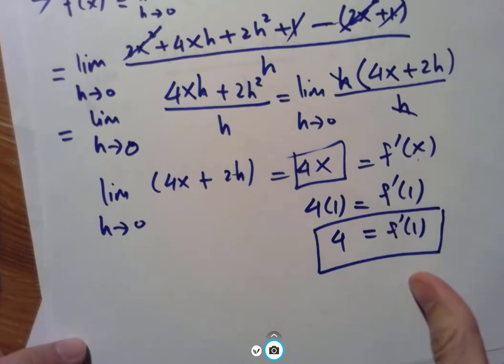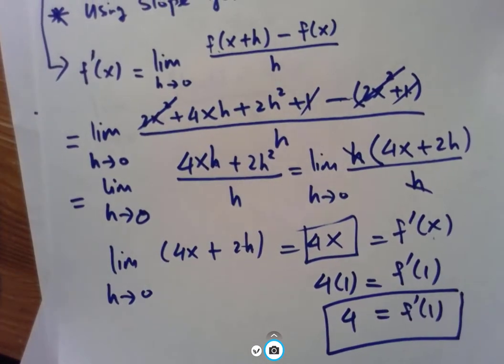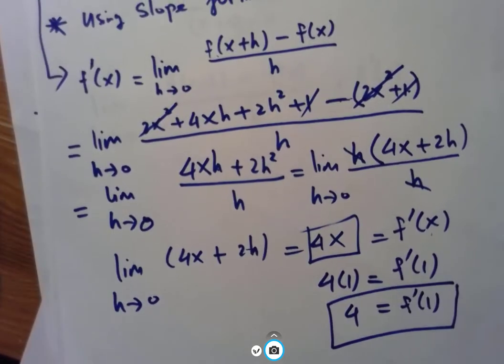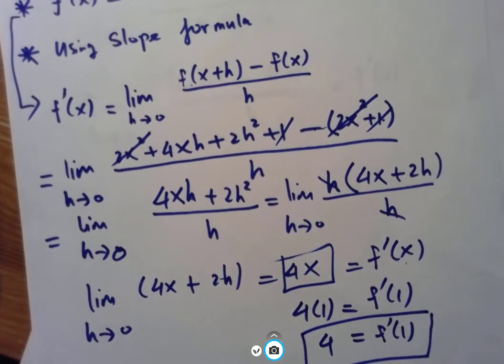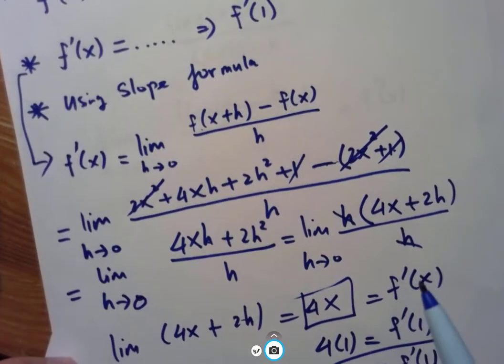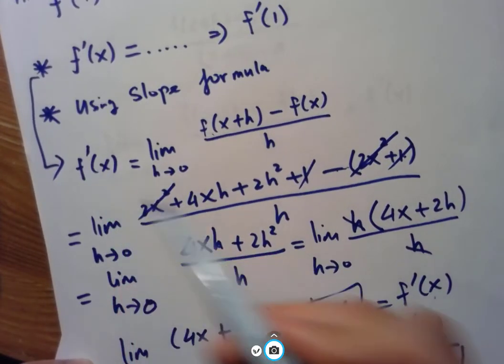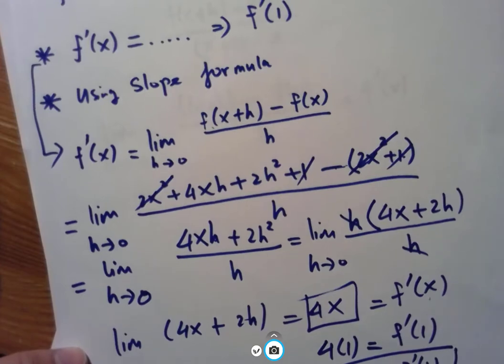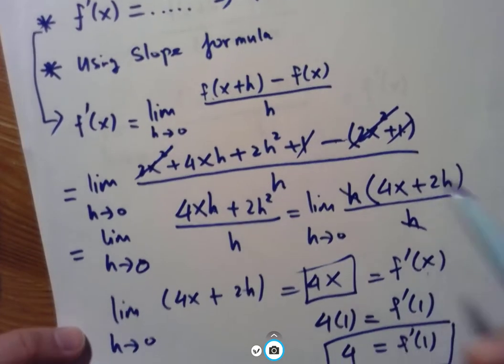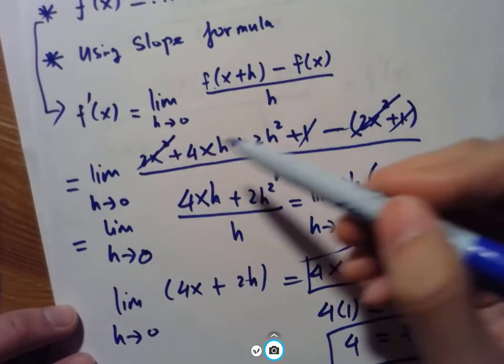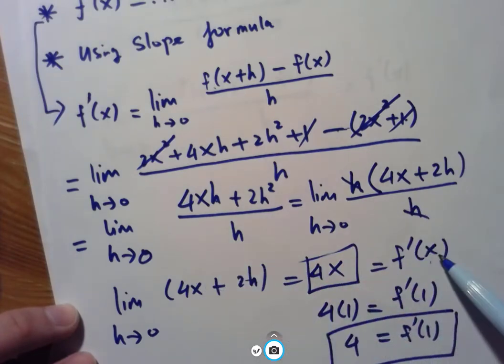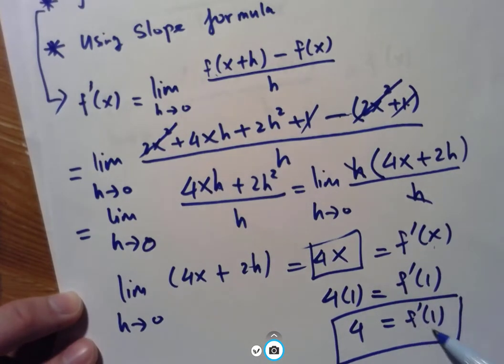Now that is the long way we have to follow. And in chapter 3 there should be a shortcut to find the derivative function, f prime of x, and that should speed up the process. But for now you have to apply the whole limit definition to find f prime of x and then plug in the value of x to find that f prime.